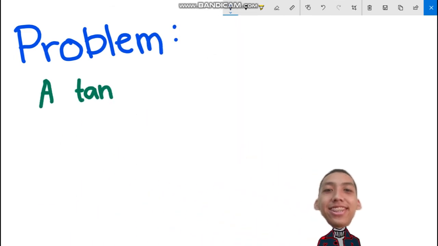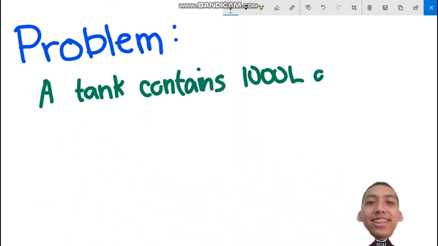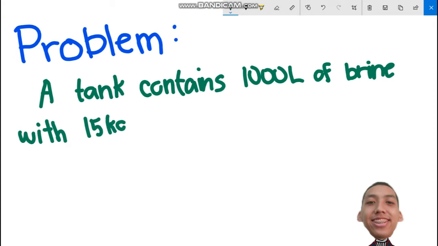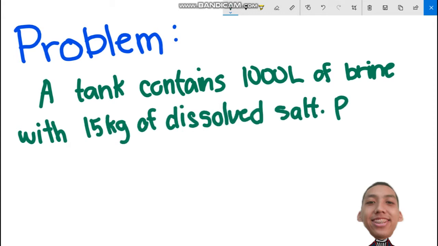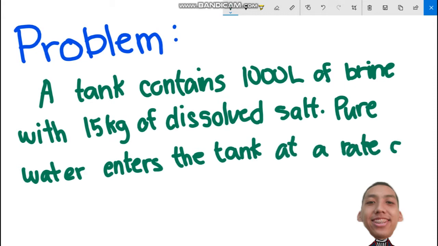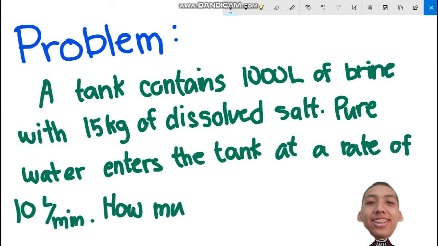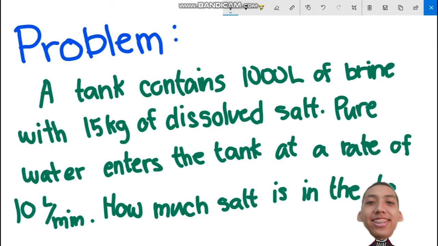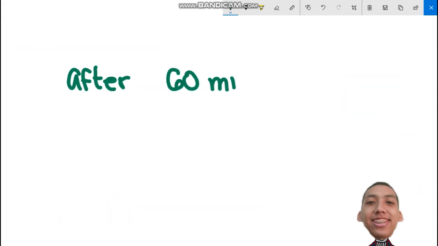It is: a tank contains 1000 liters of brine with 15 kilograms of dissolved salt. Pure water enters the tank at a rate of 10 liters per minute. The solution is kept thoroughly mixed and drains from the tank at the same rate. How much salt is in the tank after 60 minutes?